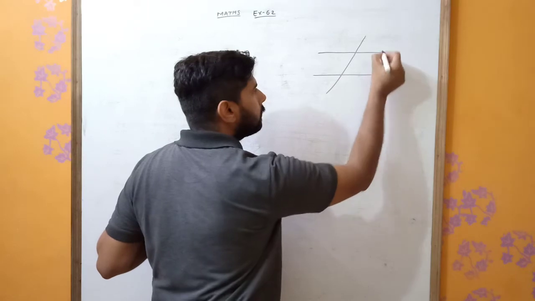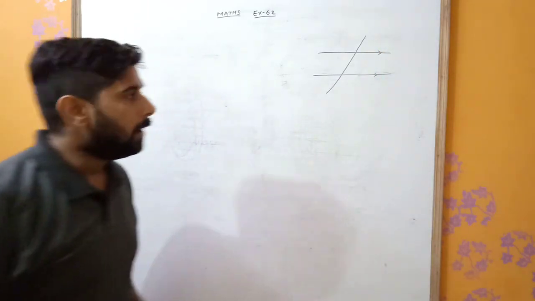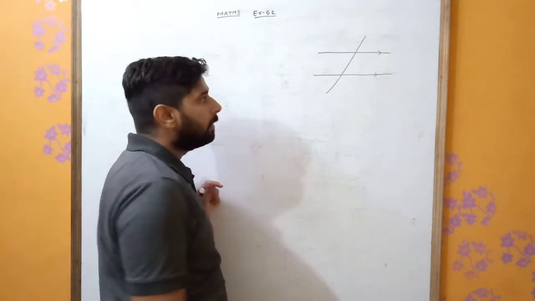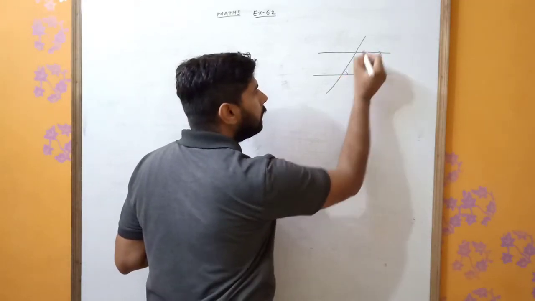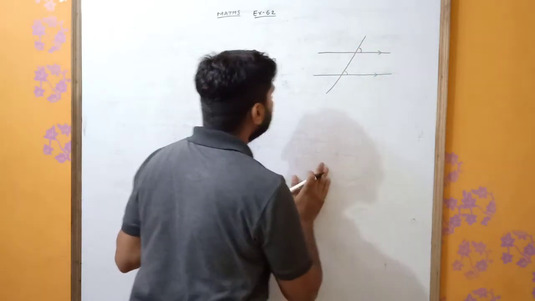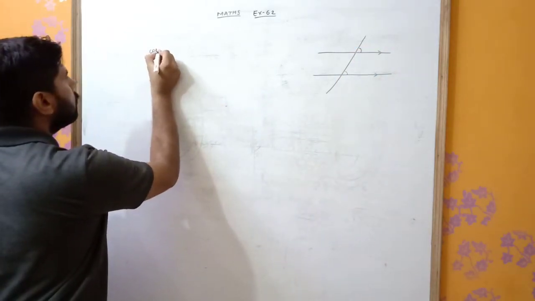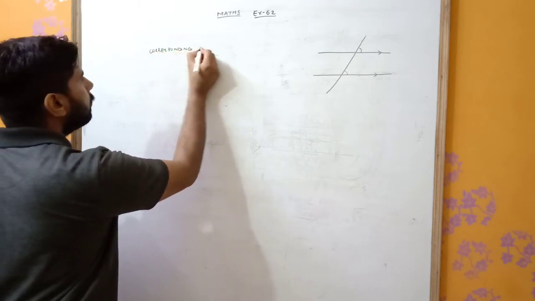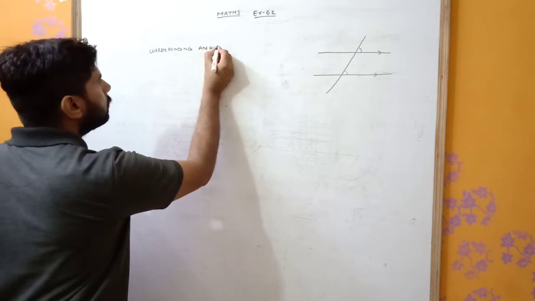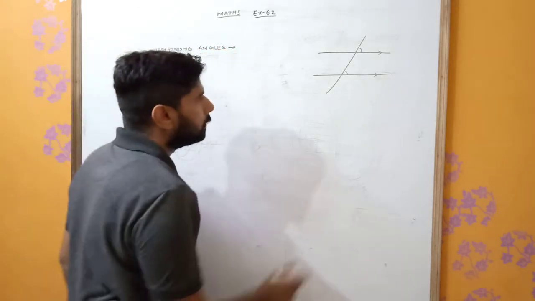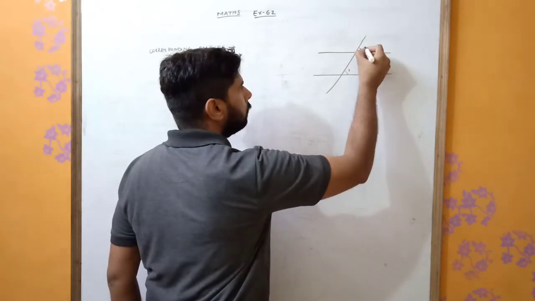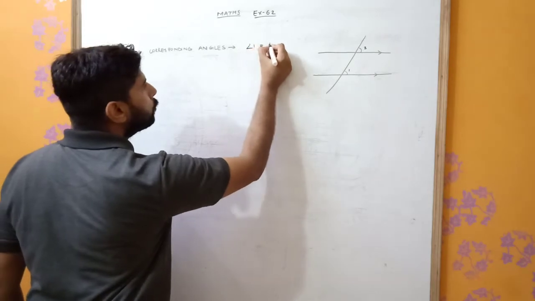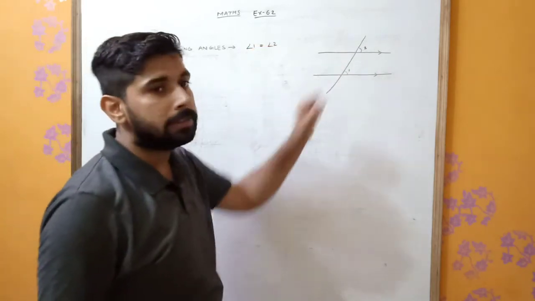If two parallel lines are there and a third line intersects these two parallel lines, then there are a few angles. This angle is equal to this angle. This is called corresponding angles. This angle is equal to this angle, that is, angle 1 is equal to angle 2, corresponding angles.